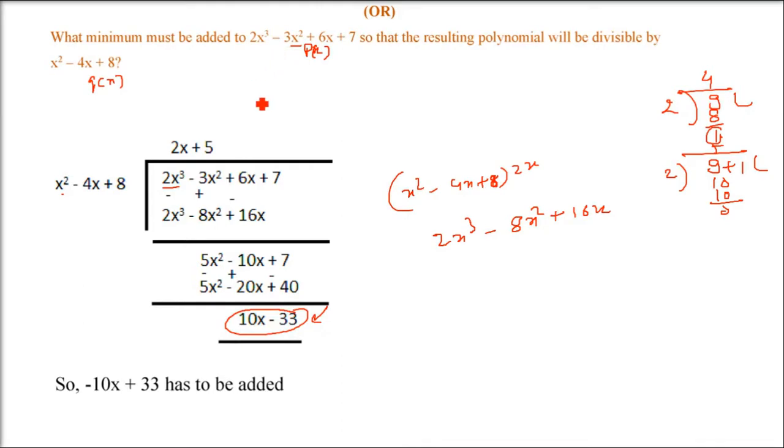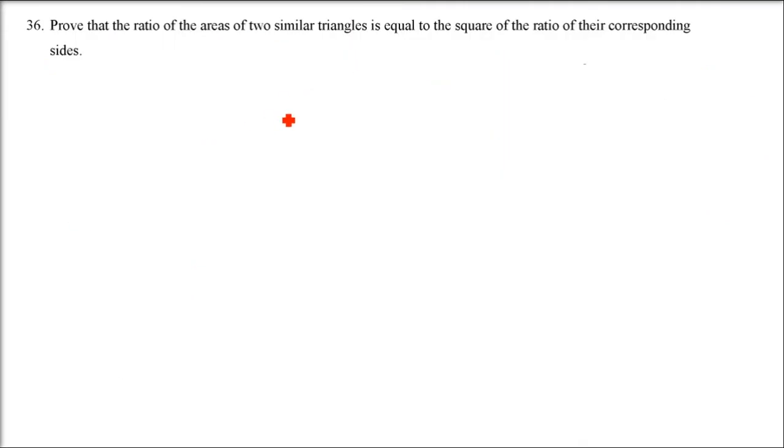So now you have to add this one to px. That is, you have to add this to 2x cube minus 3x square plus 3x plus 7. So this is the k. That is, this k term has to be added so that it is divided.